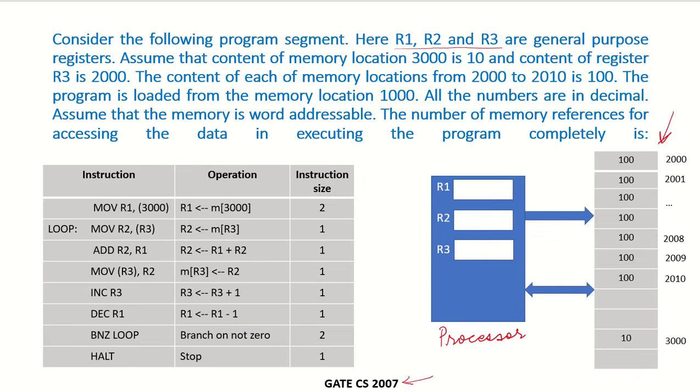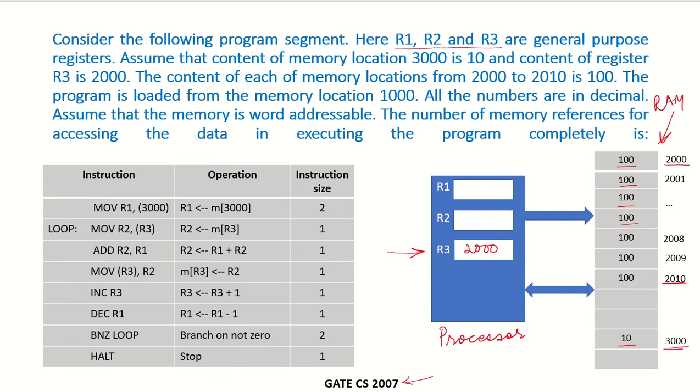So assume that this is a part of the memory, the RAM over here, and this is memory address 3000. It is currently storing a value 10. The content of register R3 is 2000. The content of each of memory locations from 2000 to 2010 is 100. Now they are talking about memory locations 2000 to 2010, and each address is storing a value 100.